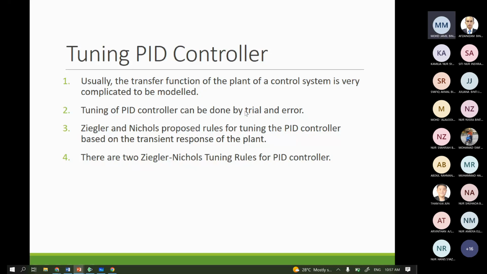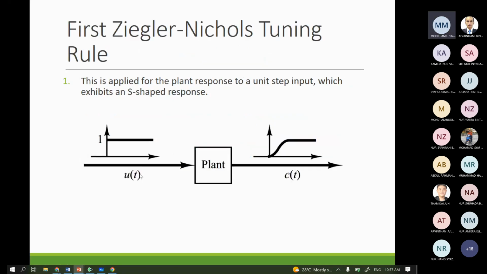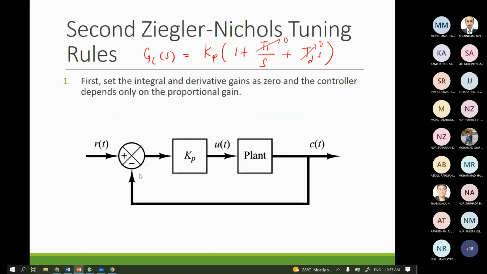There is one rule proposed by Ziegler-Nichols, which is used for tuning the PID controller. There are two Ziegler-Nichols tuning rules, but in this lecture, I will only explain the second rule of Ziegler-Nichols. So we skip the first rule and go straight to the second Ziegler-Nichols tuning rule.